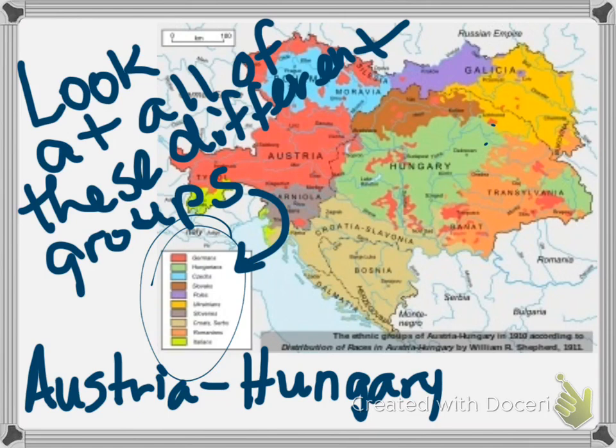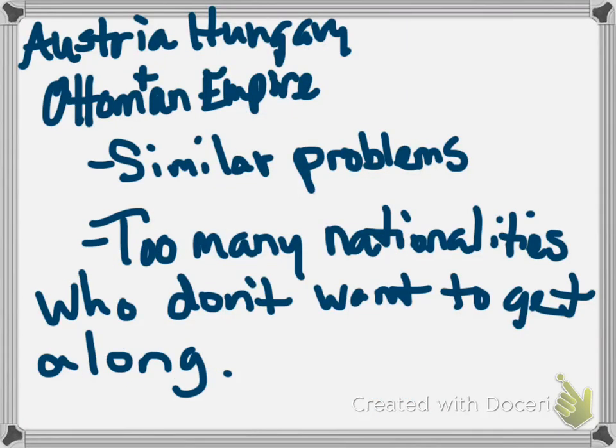Now, we're going to shift gears. We've looked at two unifications, and now we're going to look at two times when nationalism divided groups. Now, look at all these different groups. That's the Austro-Hungarian Empire, and you see all those different colors on the map. Each one of those colors represents a different ethnic group that did not see themselves as Austrian or Hungarian. They saw themselves as separate. Now, Austria-Hungary and the Ottoman Empire are going to have similar problems. They have too many nationalities who don't want to get along. These nationalities don't want to be in the same country.